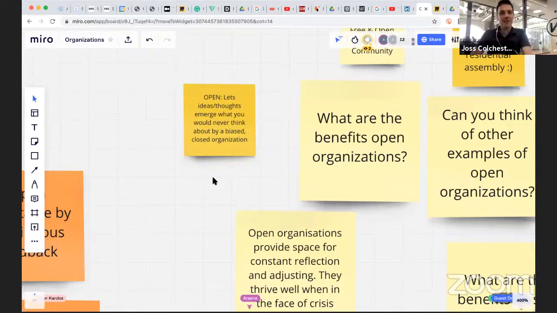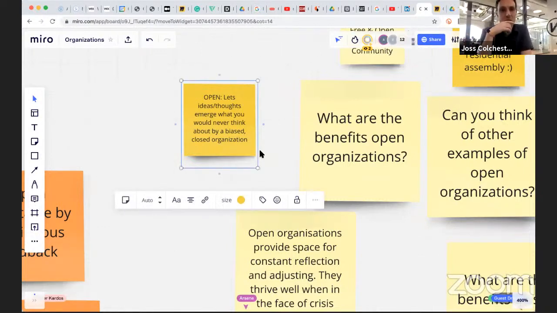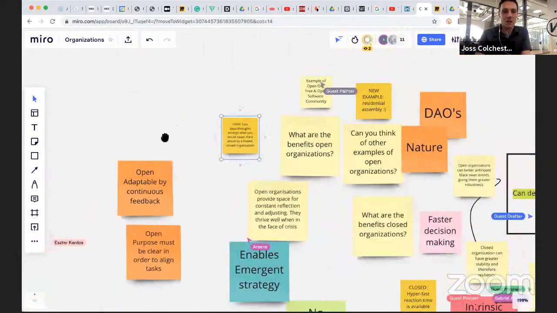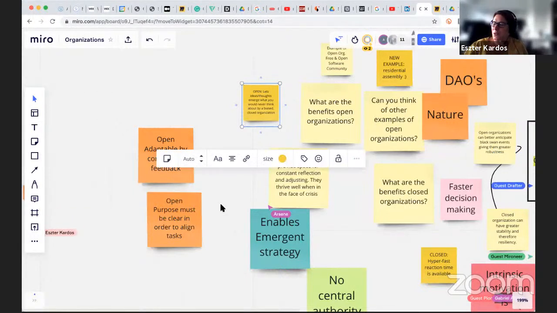Cool. Okay, thank you for that. So I think this one's yours also. Is it let ideas, thoughts emerge what you would never think about by a biased, closed organization? Yeah, that's part of the problem, isn't it? Limited people, limited way of looking at the world.